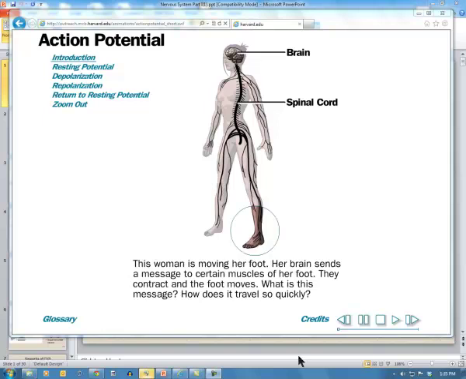Okay, we're going to continue our discussion of electrical potentials and how we establish an action potential in a nerve cell. So in order for this woman to move her foot, she needs to transmit an impulse from a thought in her brain down the spinal cord to the nerve serving the foot. This can happen very quickly as an impulse travels down myelinated axons.